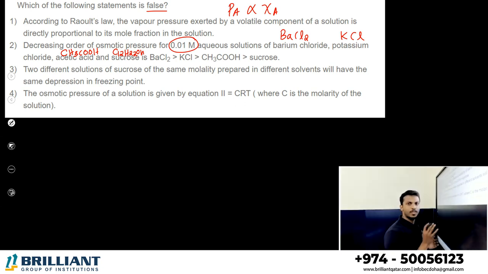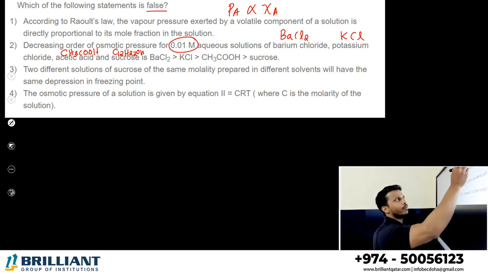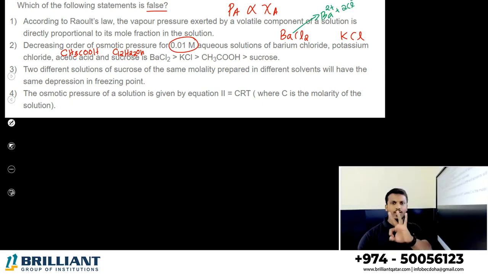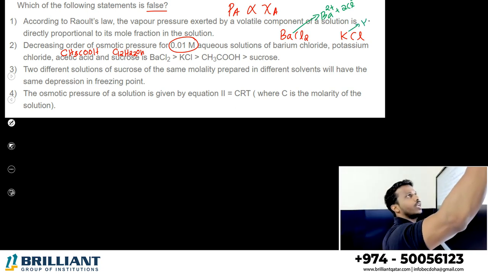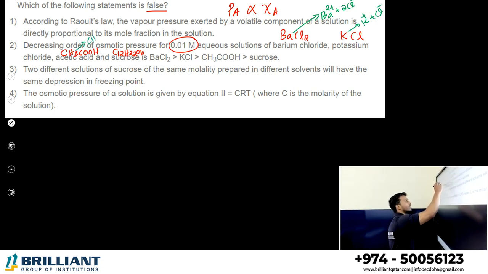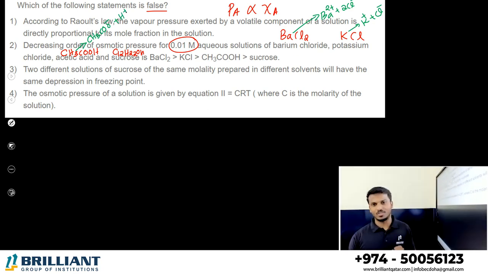Osmotic pressure is a colligative property, it depends on the number of particles. As the number of particles increases, the colligative property definitely increases, right? Barium chloride, when it dissociates, will give you Ba2+ and 2Cl-. Totally giving you 3 ions. Potassium chloride will dissociate and give you K+ and Cl- ions, 2 ions. Acetic acid dissociates, you will get CH3COO- and H+, 2 ions, right? It's an acid. And sucrose, it is a non-electrolyte, it won't dissociate, right?